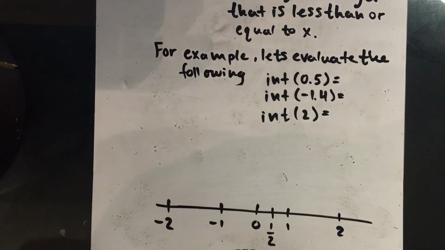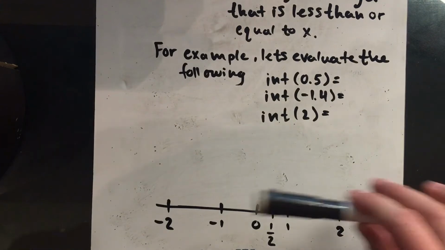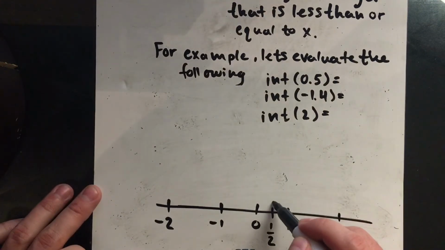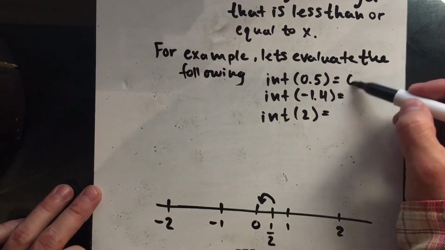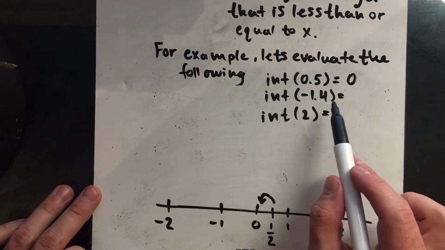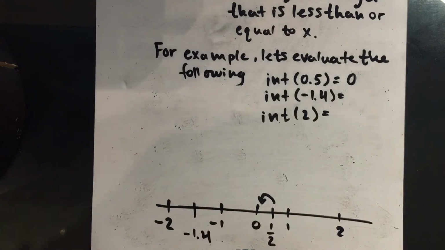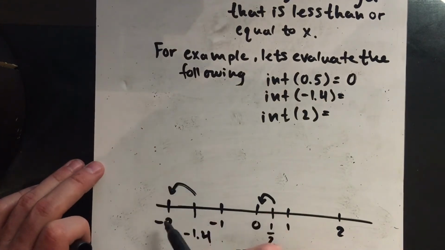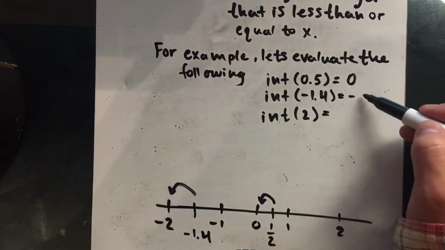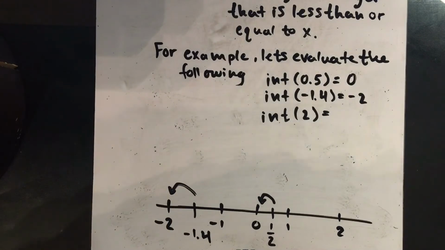The largest integer less than 1/2, so going in that direction, is 0. If we take -1.4, for example, which is somewhere around here, the greatest integer less than -1.4 is -2. And the last example we have is if we take x to be 2. Since 2 is already an integer, applying the function will only produce 2.